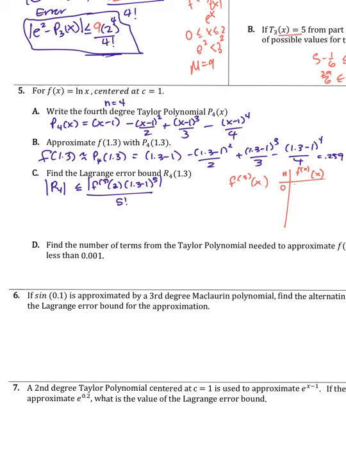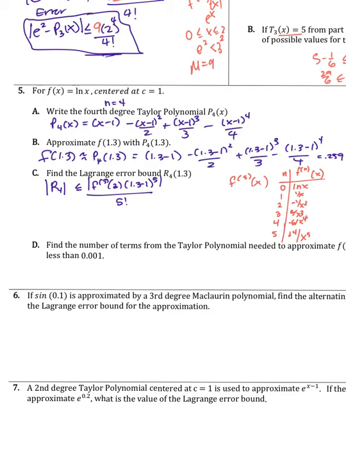So originally the function is natural log of x. If I take the first derivative, I get 1 over x. If I take the second derivative, I get negative 1 over x squared. I'm just using the power rule. 2 over x to the third. The fourth derivative is going to be negative 6 over x to the fourth. And the fifth derivative is going to be 24 over x to the fifth.